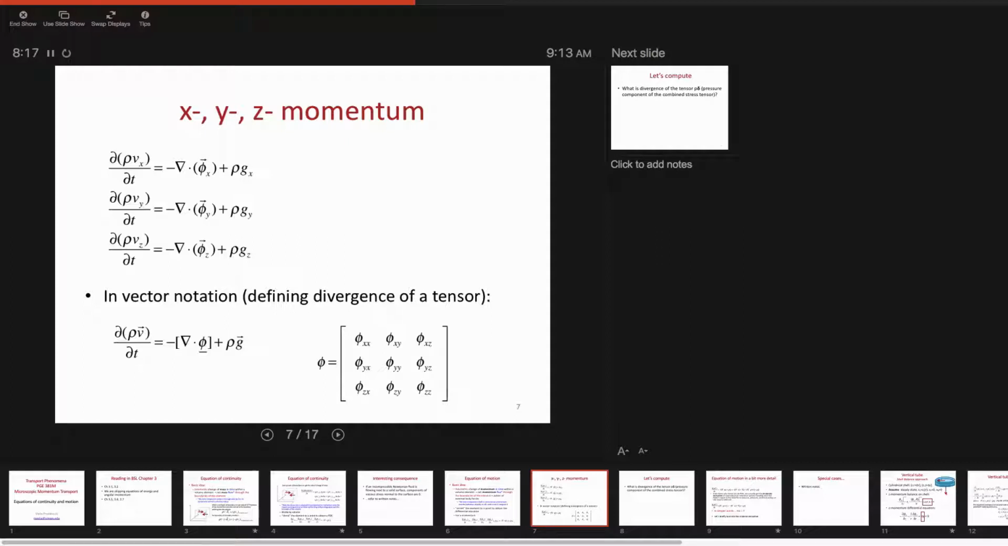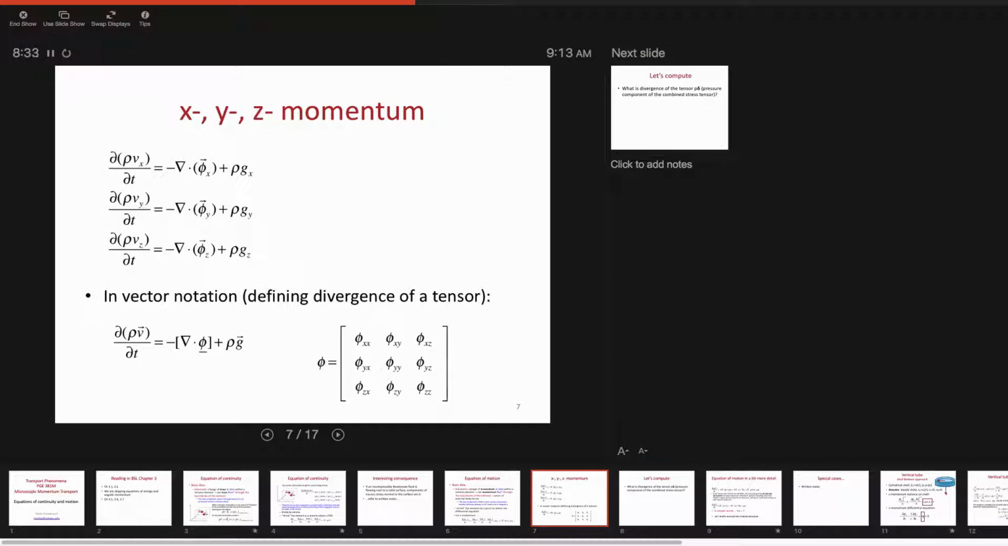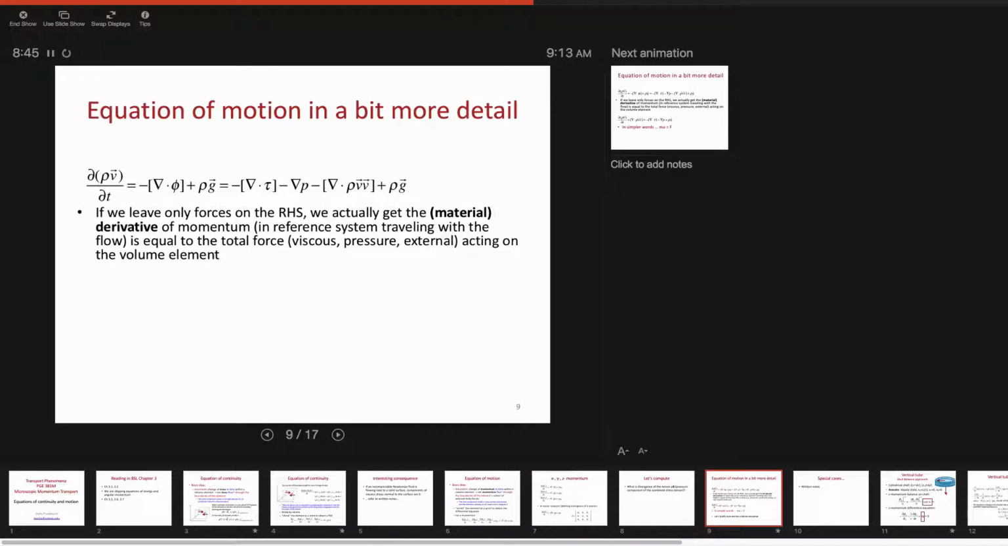So we have this shorthand notation. This is our equation of motion. It looks small and compact and benign, but of course when we get to solving it, it can be trouble. So we quickly computed that if I put in this tensor with pressure, pressure, pressure, and zeros everywhere else, then the divergence of that is actually the gradient of pressure, which is our familiar term that we already know from seeing this equation elsewhere, because this will simplify to Navier-Stokes. If I just leave only those forces on the right-hand side, we will get the material derivative.